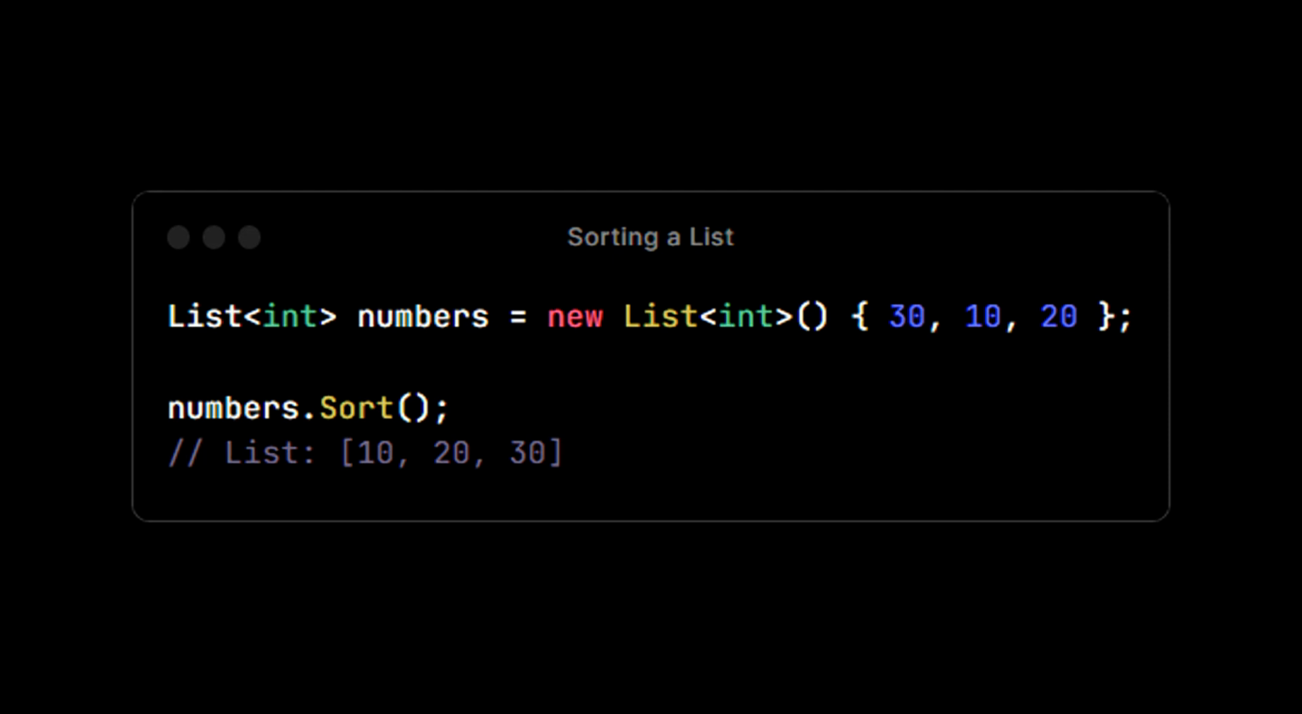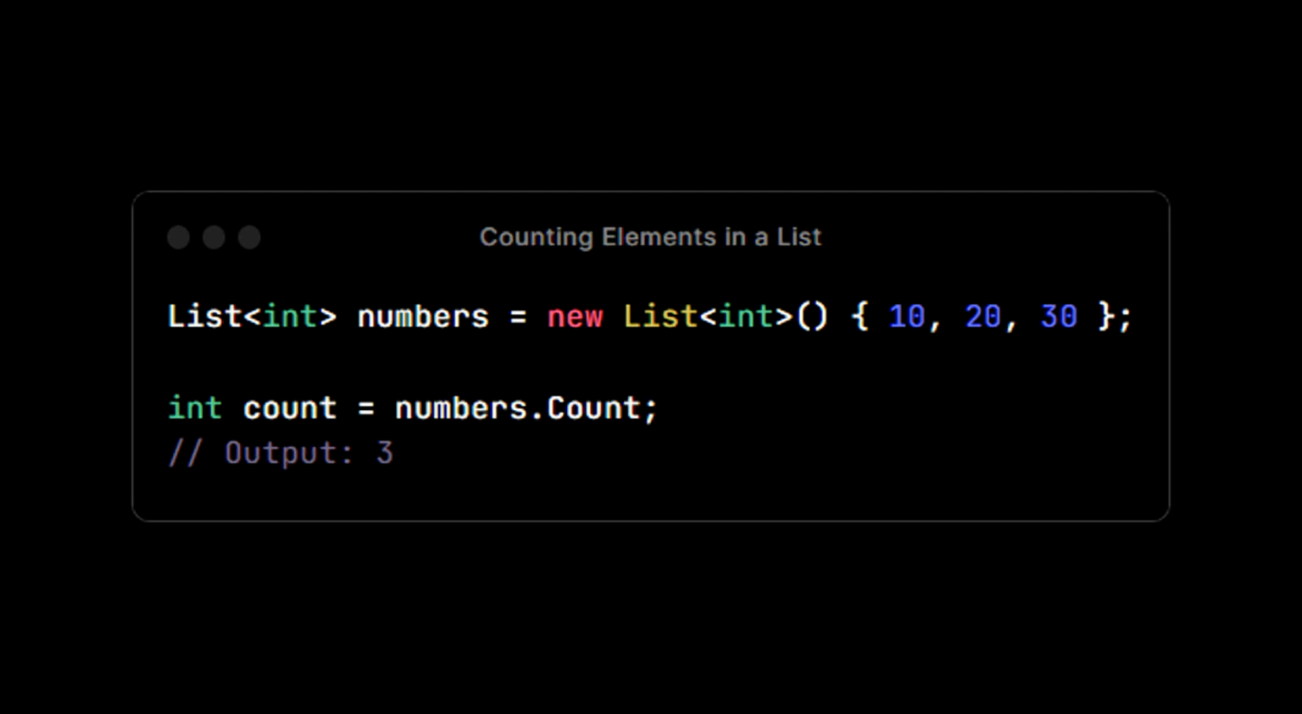Sorting a list. Lists in C# provide sorting capabilities through the Sort method. You can sort a list in ascending or descending order. Here's an example.